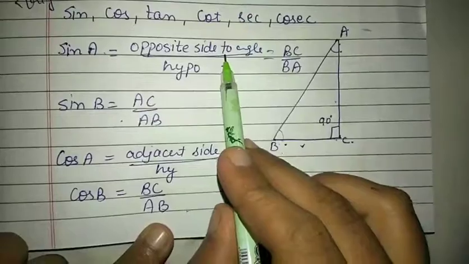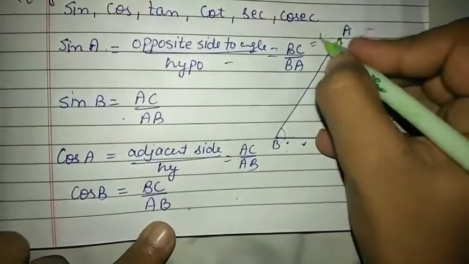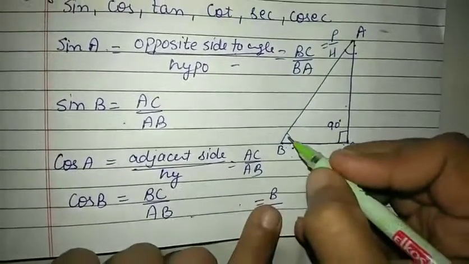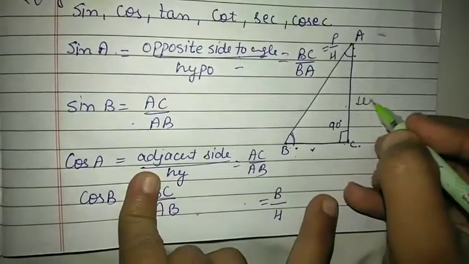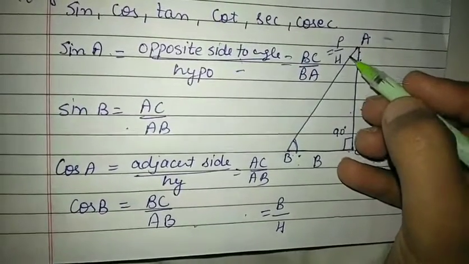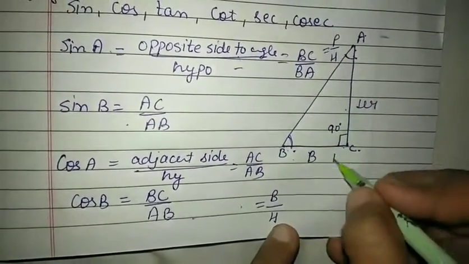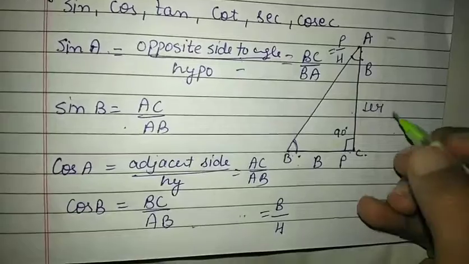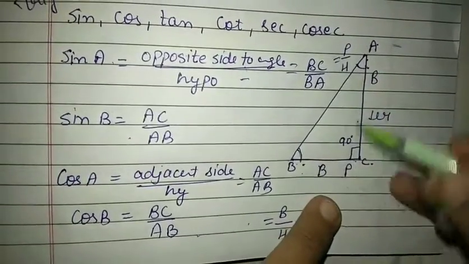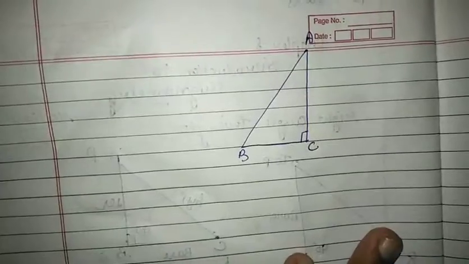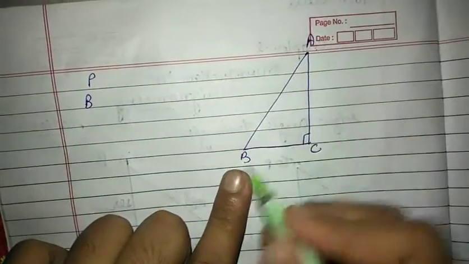This formula is also taken as perpendicular by hypotenuse, and this is also taken as base by hypotenuse, because for angle B perpendicular is this and base is this. But if we want to take angle A, then perpendicular is this and base is this. You have to learn this, because for angle A perpendicular is its opposite side and base is always the adjacent side. The hypotenuse is common, and the perpendicular and base depend upon the angle.